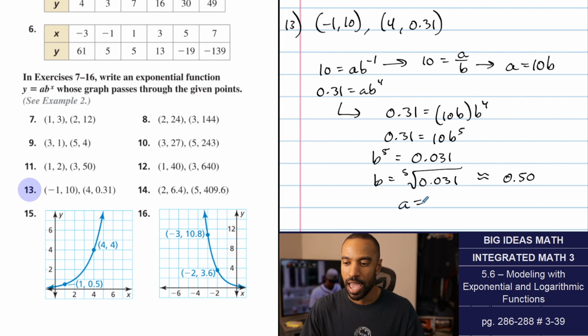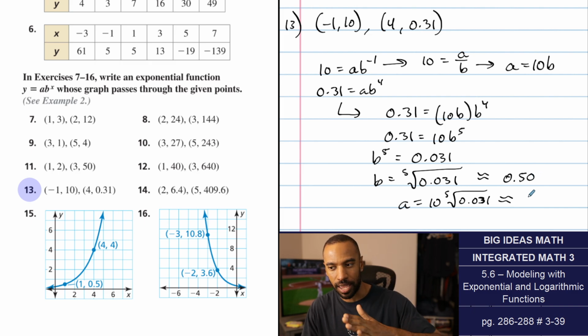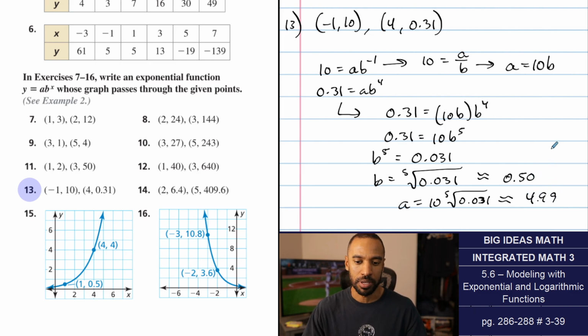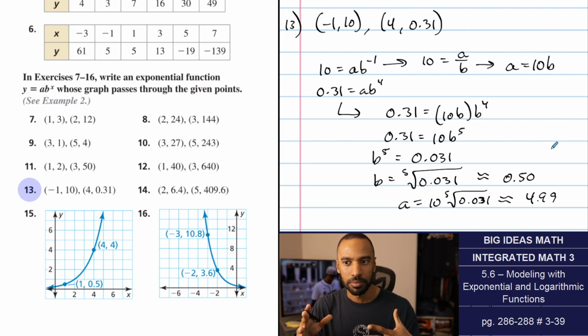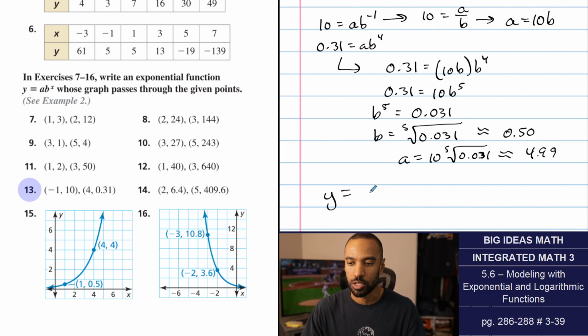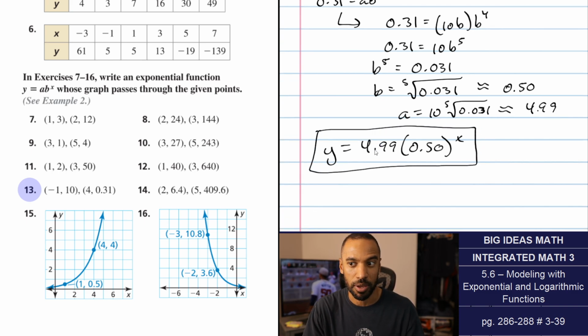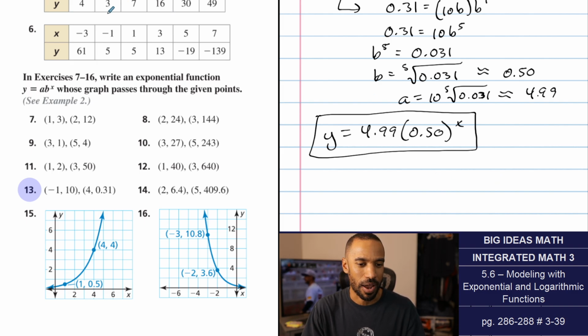Now a equals 10 times the fifth root of 0.031, which, look, that just means it's going to take this whole thing and shift it 1 decimal place over. So it's going to be 4.99. That will be the extent to which I do a little bit of rounding on this question. Maybe if we want to round to the nearest whole number, it would be 5. So it's up to you. I'm going to do 2 decimal places, though. So y is approximately 4.99 times 0.50 to the x power. I can imagine saying 5 times 0.5 to the x power is nice as well, but then they could have given us a better number. So if they didn't want us to round, they could have done that.